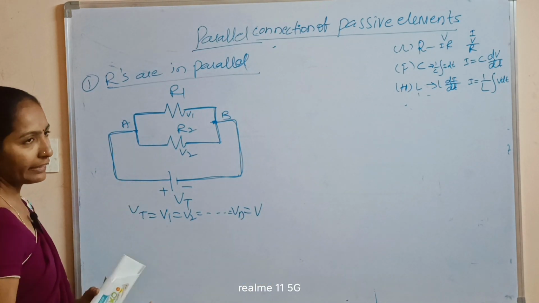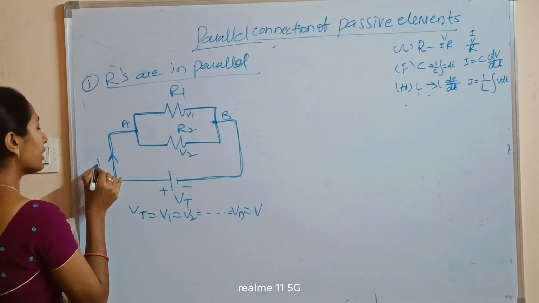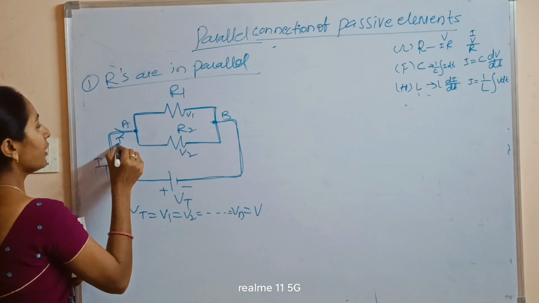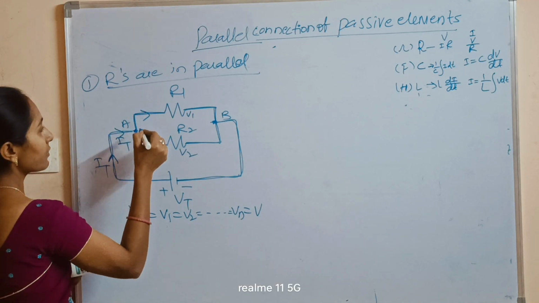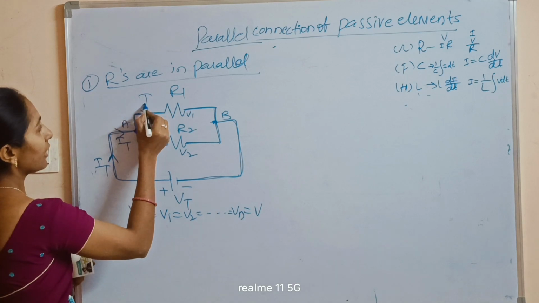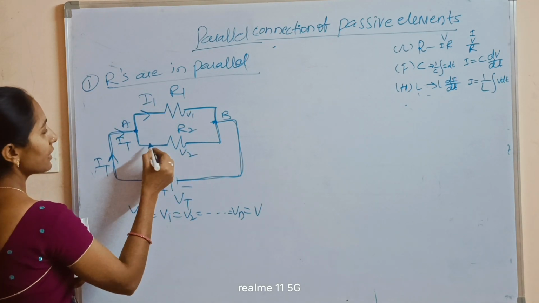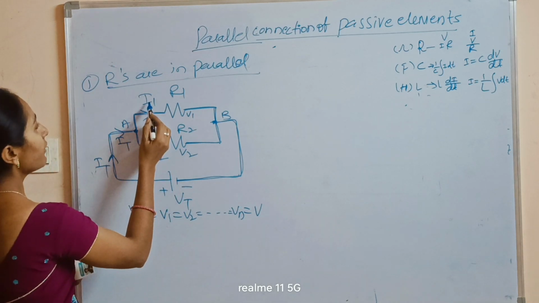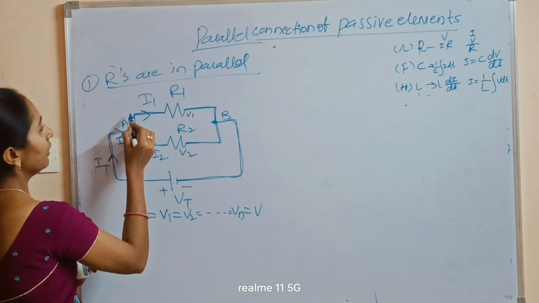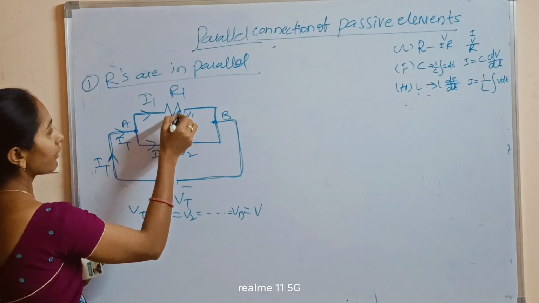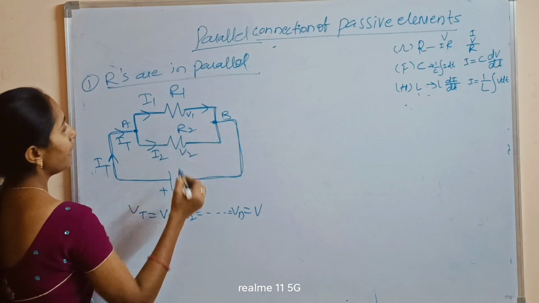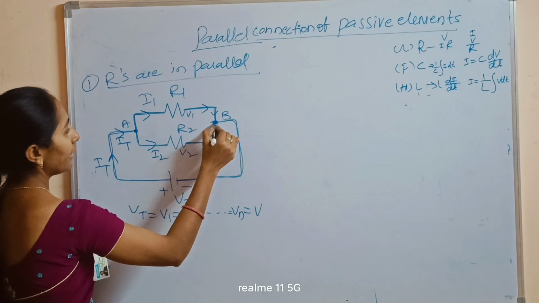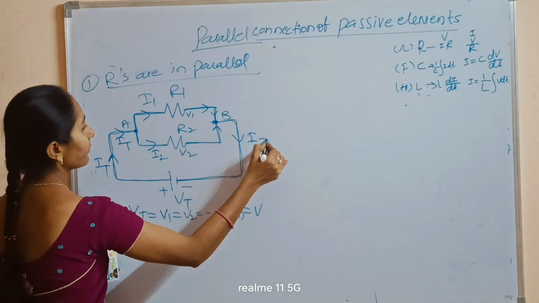Now coming to current. Here some I total is flowing. It is a junction point, so I total is divided into two parts. One flows towards R1, considered as I1, and the second current flows towards the R2 resistor, that is I2. I1 flows through R1 up to point B and I2 also goes up to point B. These two enter at this point, and finally we get I total.